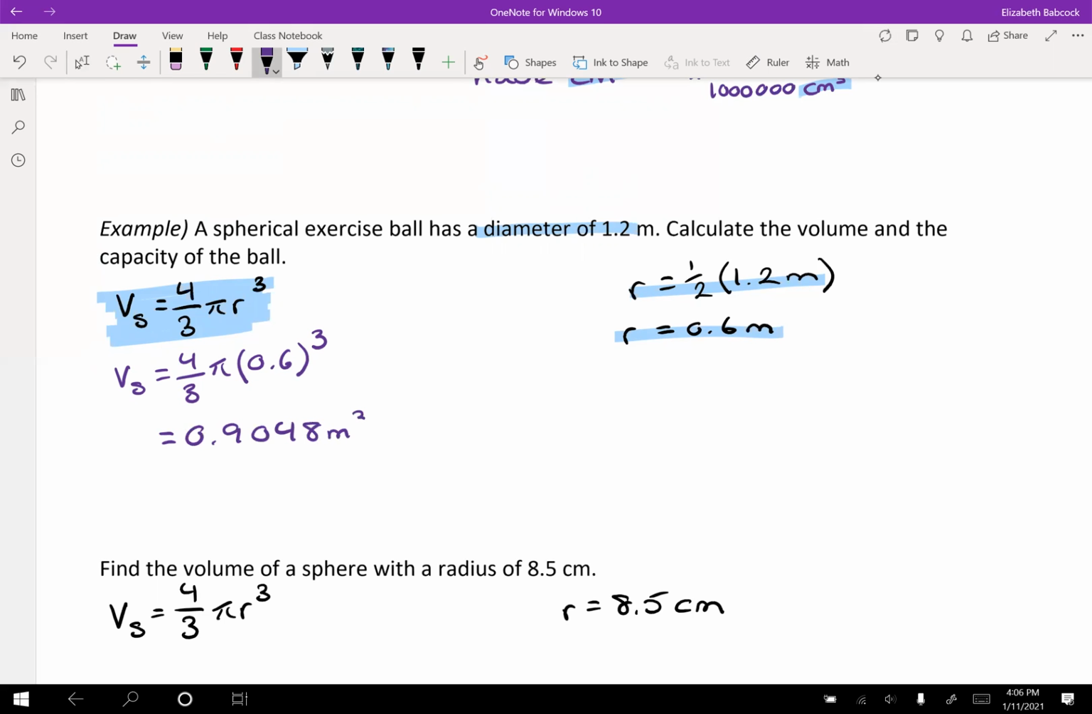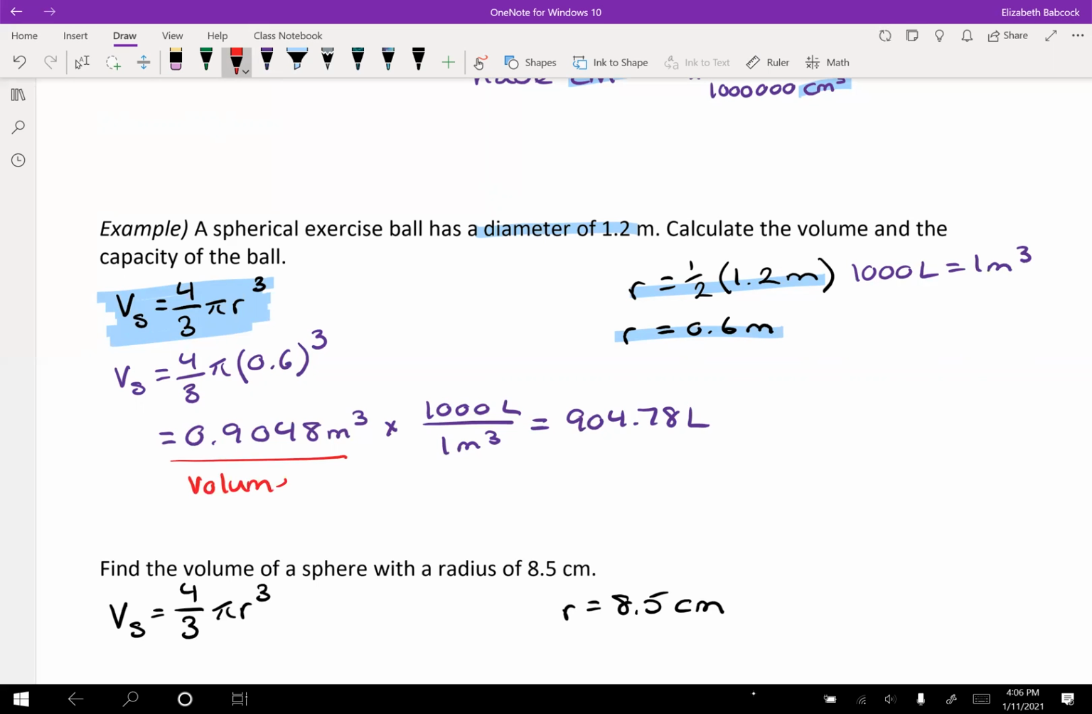0.9048 meters cubed. Except you don't want just the volume, you also want the capacity. So if we remember from our previous unit, 1,000 liters is equal to 1 meter cubed. So we times by 1,000 liters over 1 meter cubed and get 904.78 liters. Okay, so notice this would be your volume and this would be your capacity.